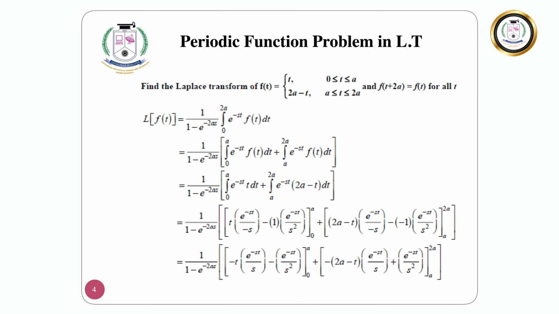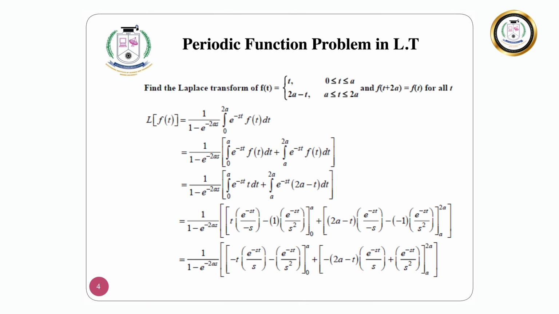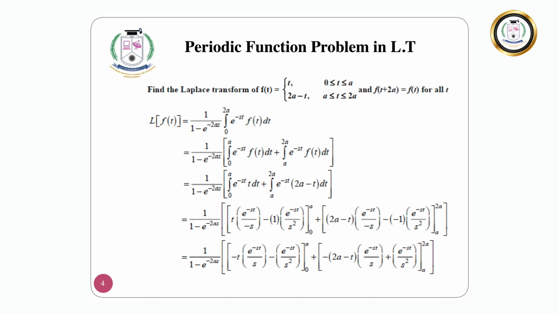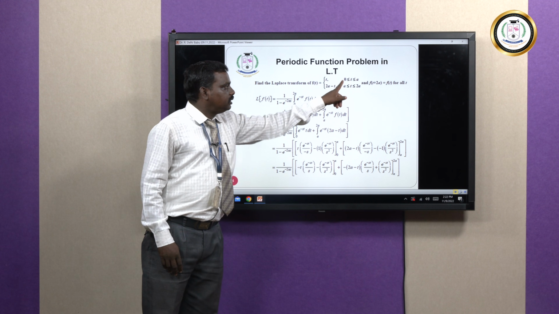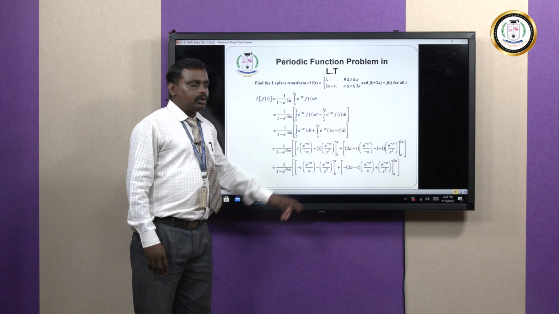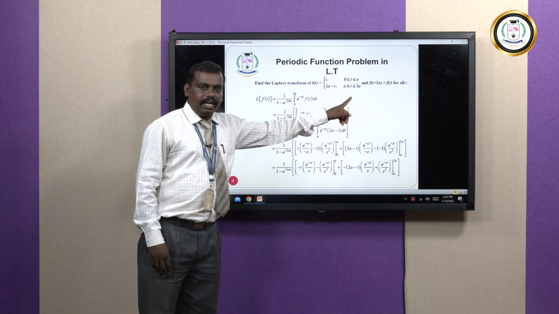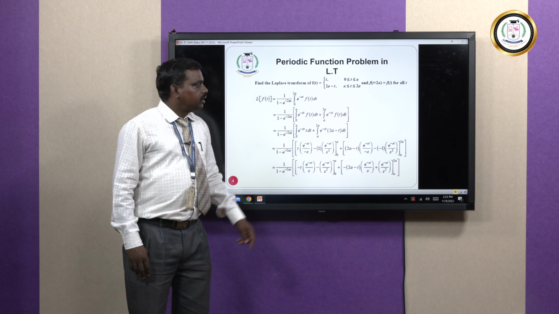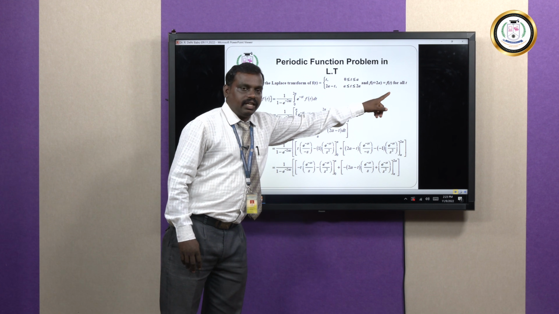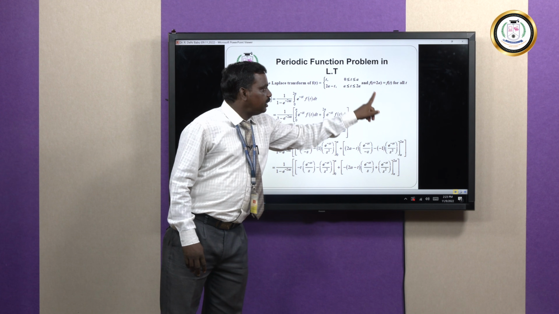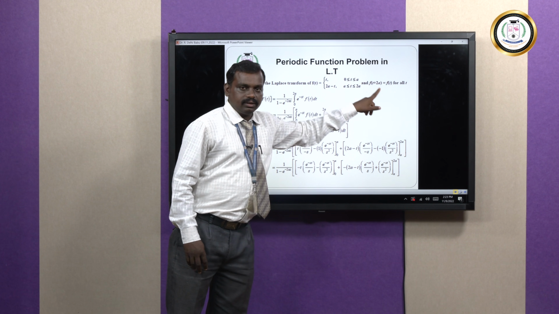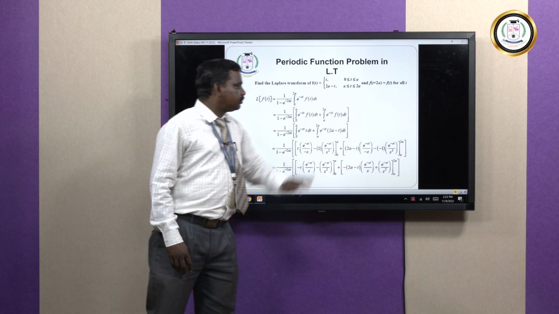First problem, in periodic function: find the Laplace transform of the function f of t, which is defined as t in the interval 0 to a, 2a minus t in the interval a to 2a, and f of t plus 2a is f of t for all t. Here the period is 2a.